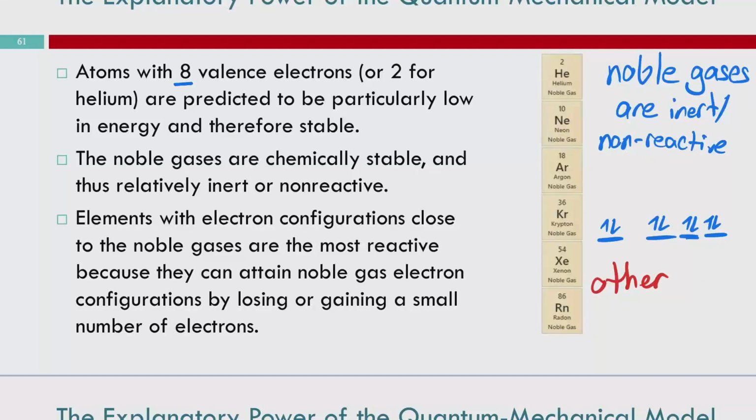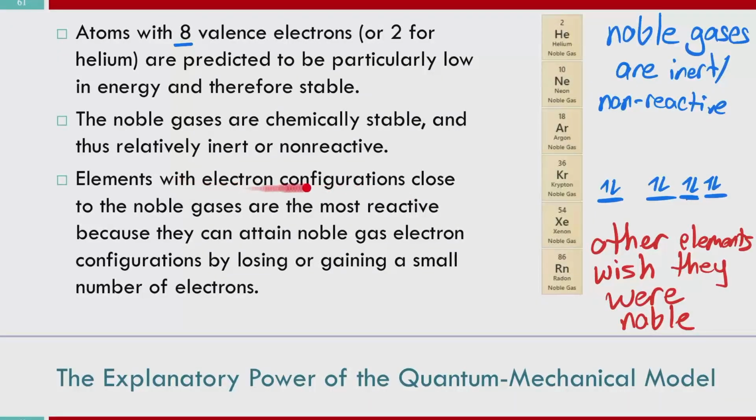Other elements, anthropomorphizing here a little bit, other elements wish they were noble gases. What's another name for nobles? Royals. We all want to be royals. The elements also want to be royals.